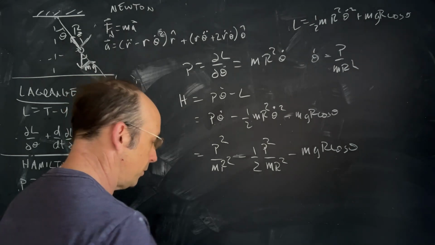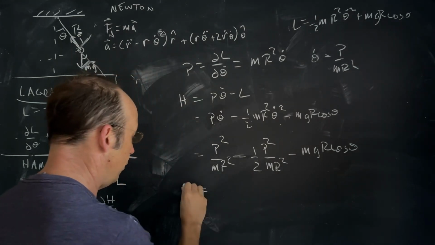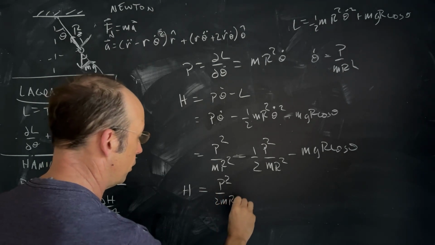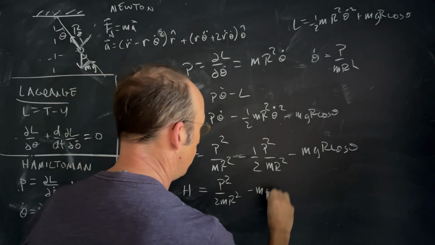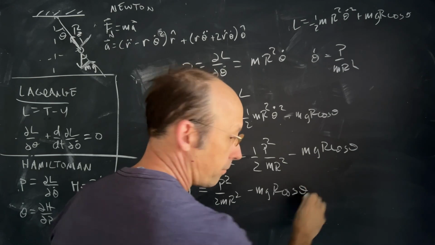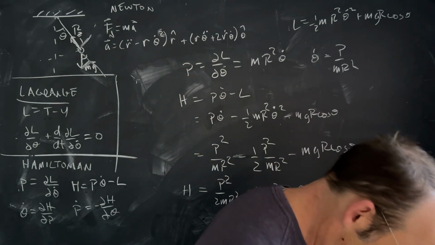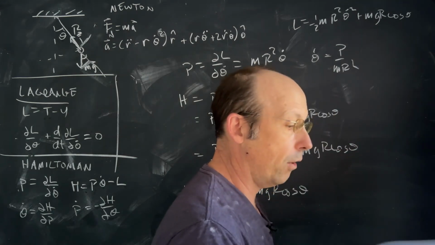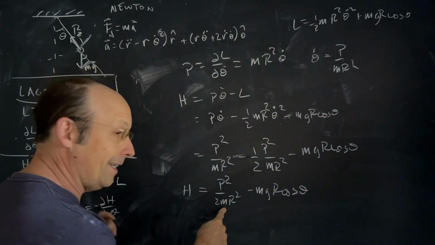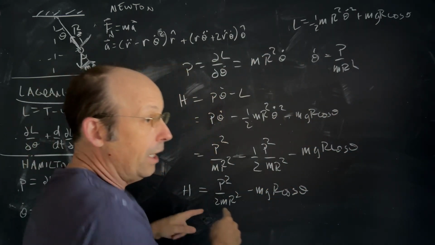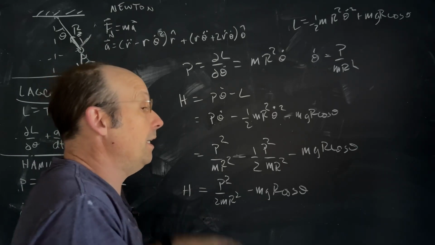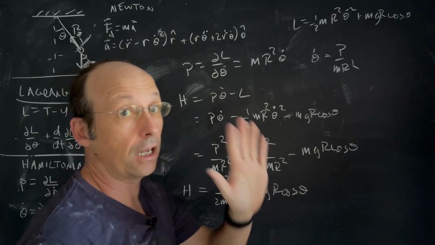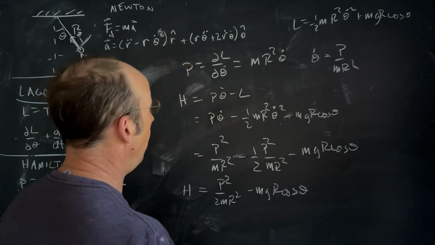And then these two terms combine together, and I get h is p squared over 2 m r squared minus m g r cosine theta. Is that what I got before? Because I make this mistake all the time. Yep, that's right. Okay, notice that that is the kinetic energy and that is the potential. And so in this case, the Hamiltonian is kinetic plus potential. So it's the total energy. It's not always, it is here. Okay, so now I have the Hamiltonian.